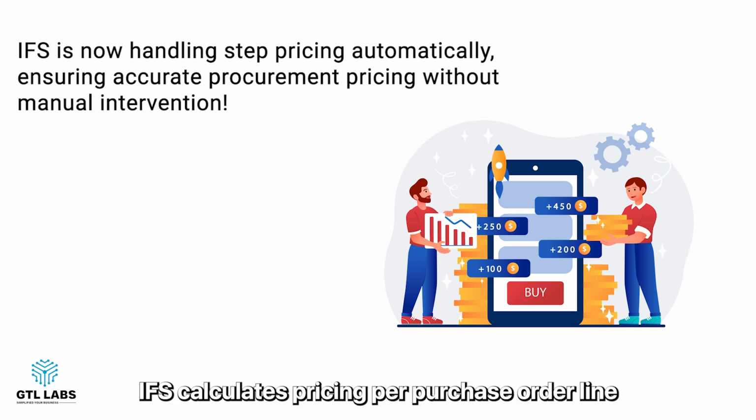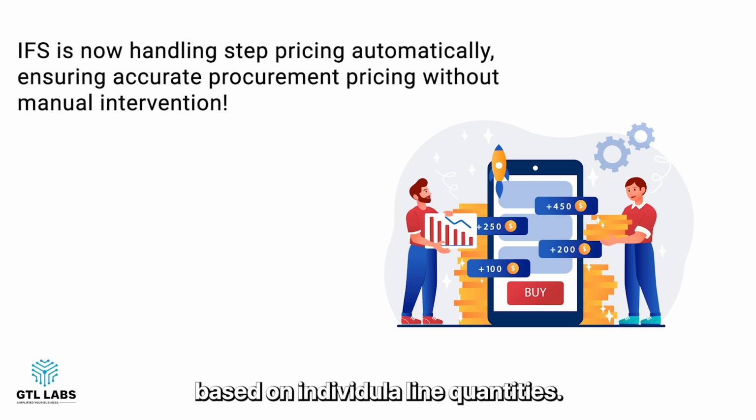By default, IFS calculates pricing per purchase order line based on individual line quantities, but the part remains the same across the purchase order. In some cases, pricing needs to be calculated based on the total quantity of the entire purchase order rather than on a per line basis.